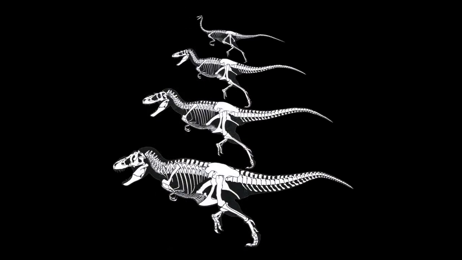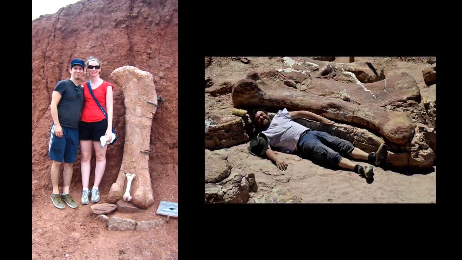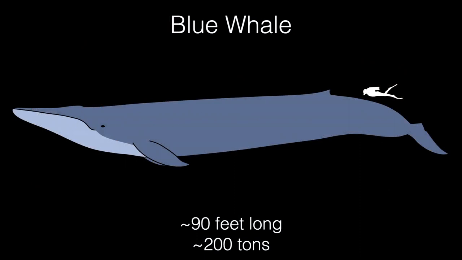What goes for tree trunks goes for dinosaur bones. As the size of the dinosaur increases, the bones must get much stockier to support all that extra weight. Check out these dinosaur leg bones. Pretty impressive. The largest mammal alive today is the blue whale.